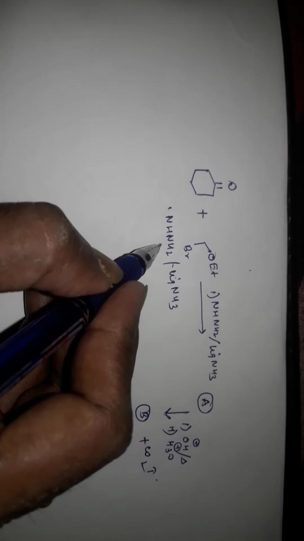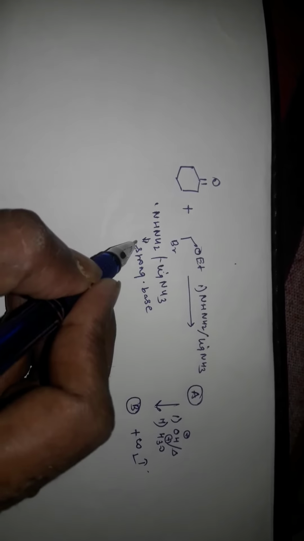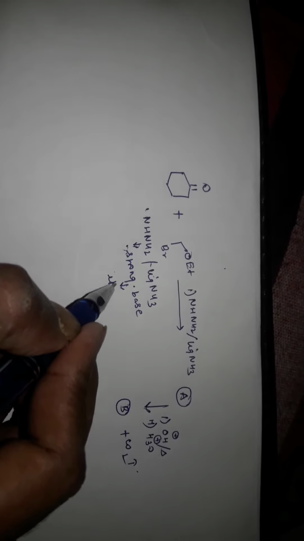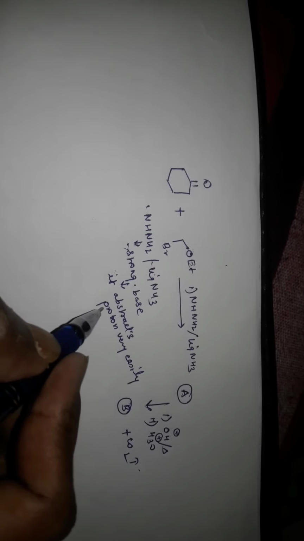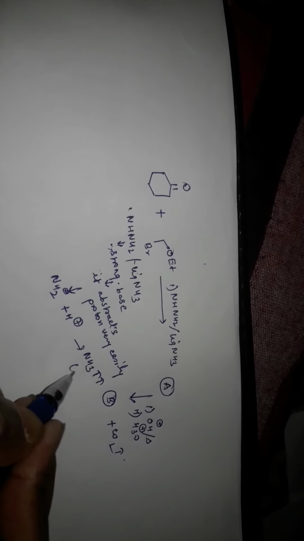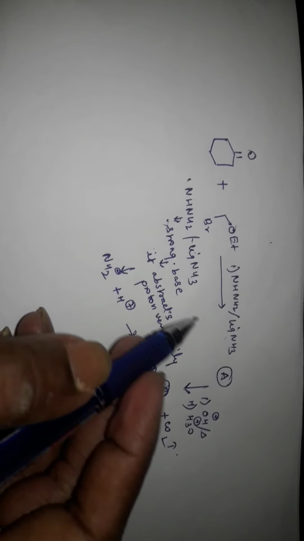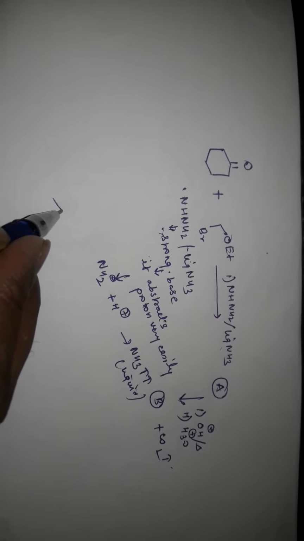So sodamide is a very strong base. First of all, very strong base. Second, since it is a very strong base, it abstracts proton very easily. Okay, because it abstracts proton, it further forms ammonia, which is in liquid form, so it will collect further in this way. Okay, so it is the function of sodamide. Okay, so first of all, we will design the mechanism.